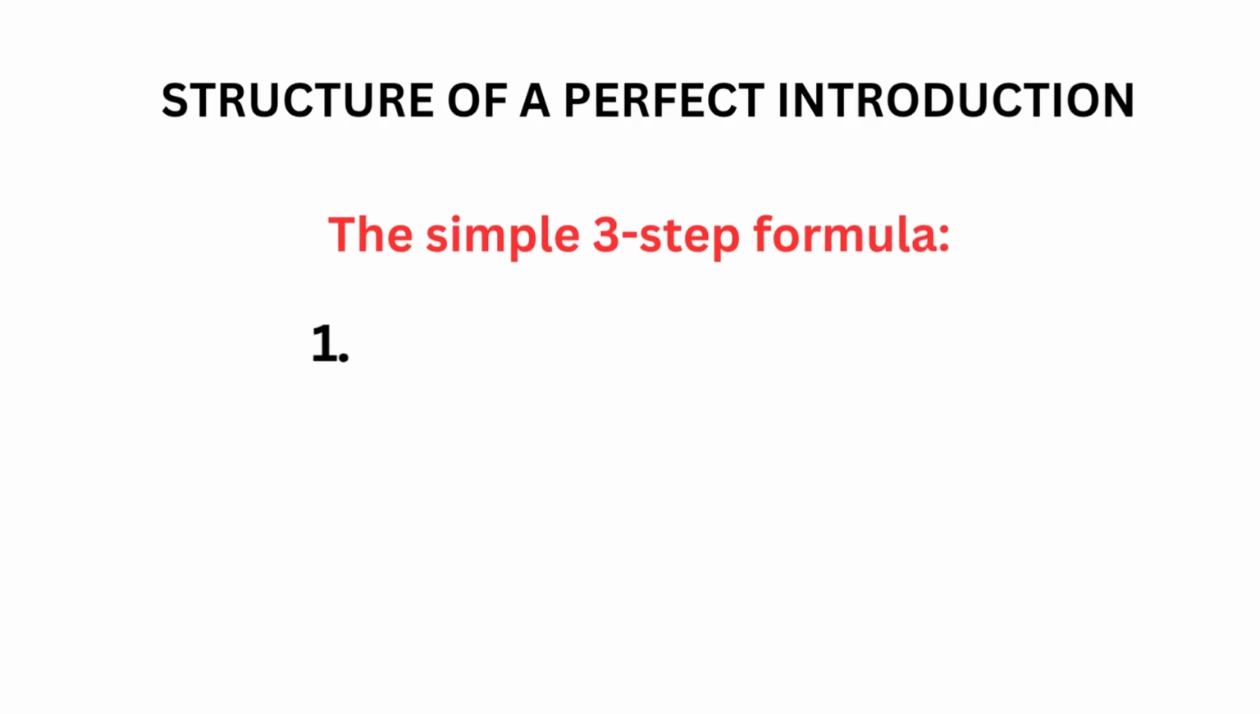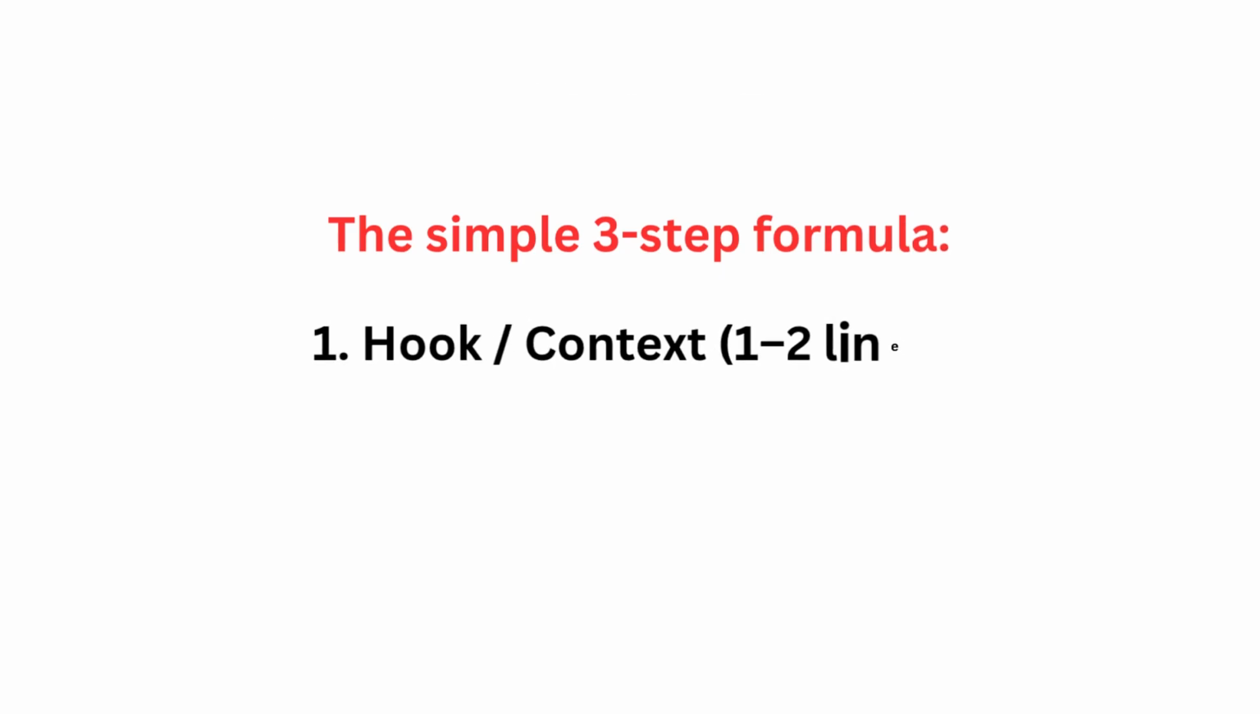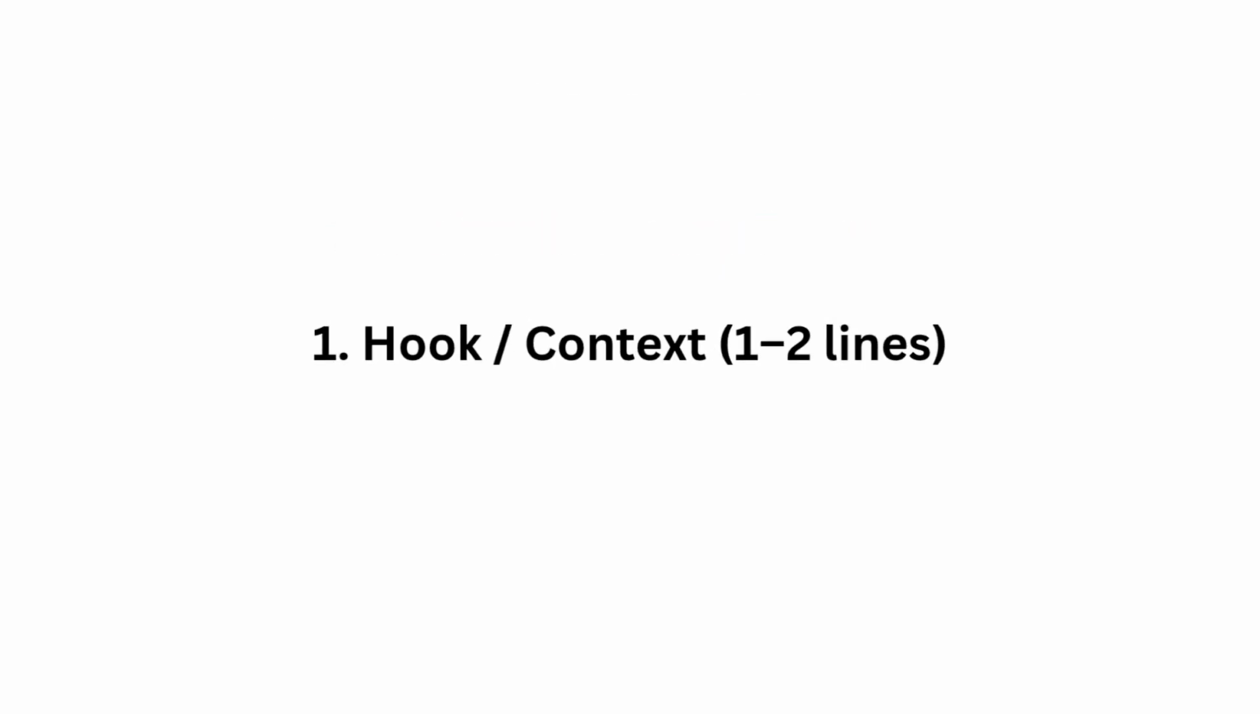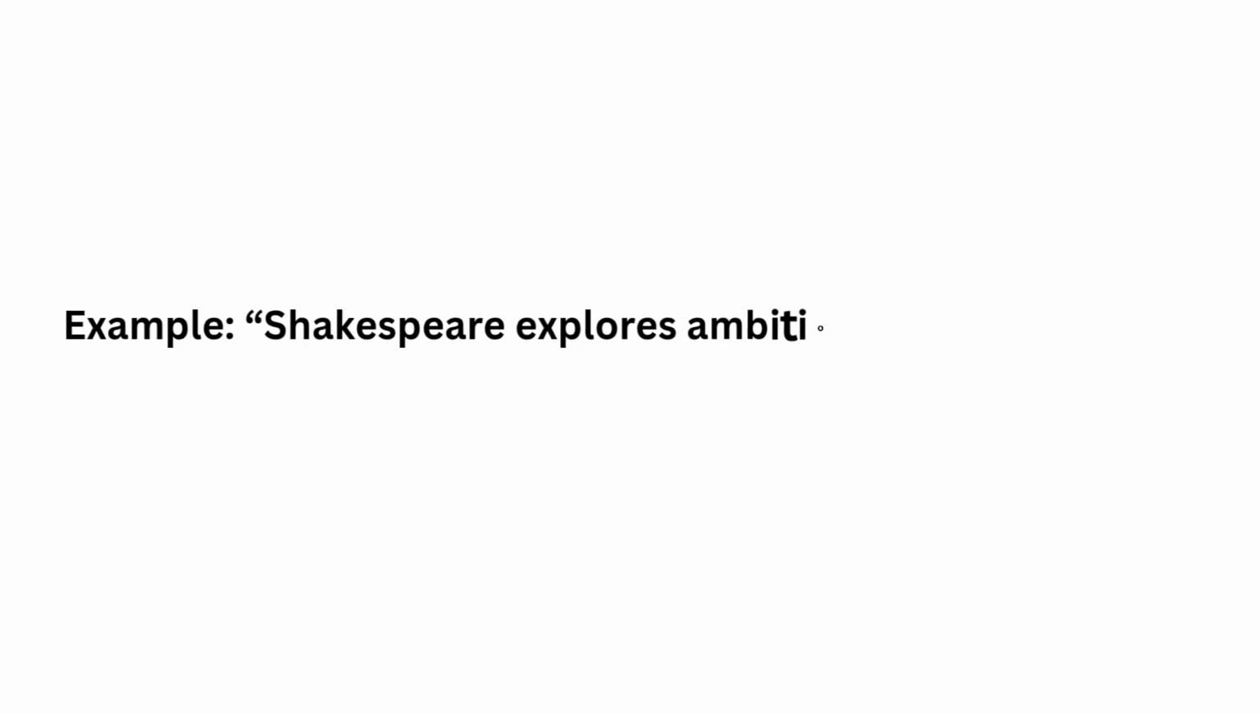Structure of a perfect introduction. 3 simple steps that you can follow, and I call it the simple 3-step formula. Number 1, hook, or you can call it context. It comprises 1 to 3 lines. That is the introduction. You need to introduce the theme or situation briefly. For example, Shakespeare explores ambition and power in Macbeth.